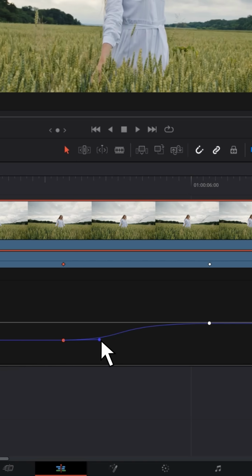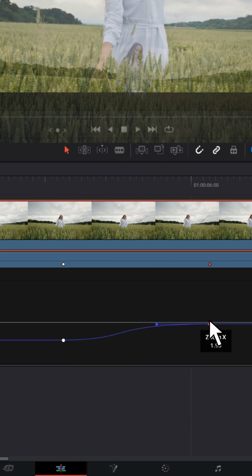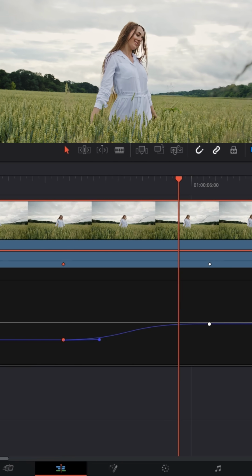It's telling the software to slowly pick up into the zoom, not just immediately start moving. And on the second keyframe, it's telling it to start slowing down when you get closer to her. And when you adjust these two, you can get a much smoother zoom.